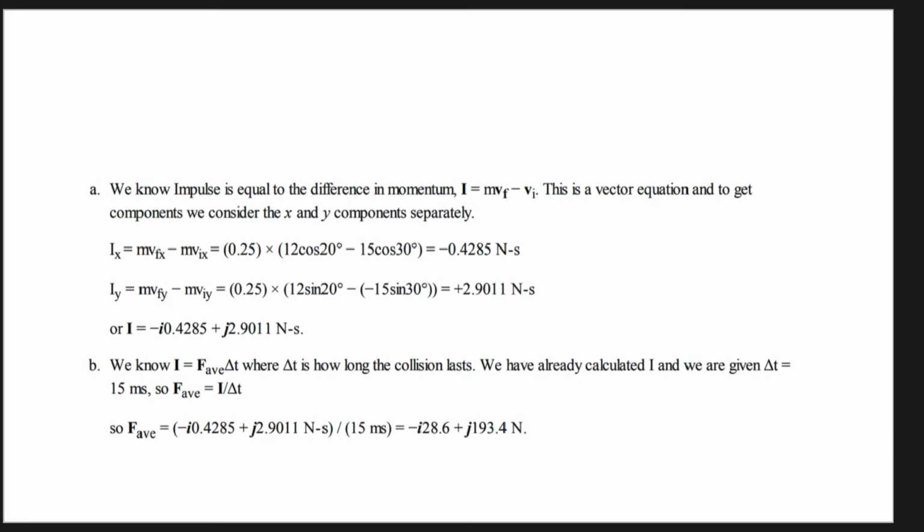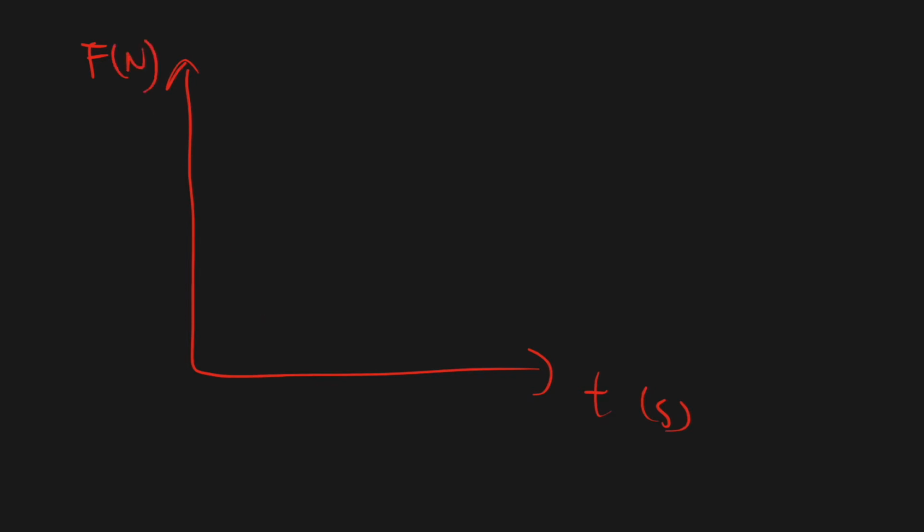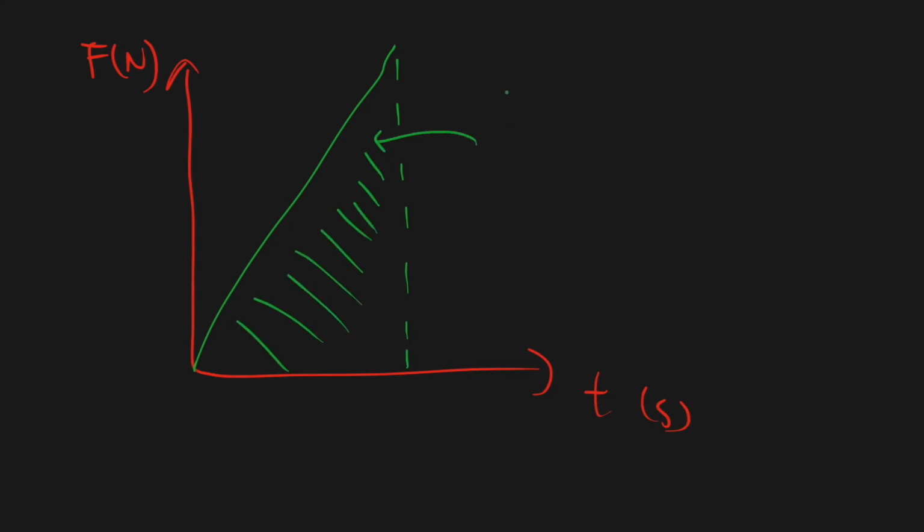Now let's look at the force versus time graph. You need to understand what quantity is represented by the area under the curve. Well, let's think about it. Let me note it here: force versus time. I will just draw a random line here. So what does the area here represent? Let's think about it this way.